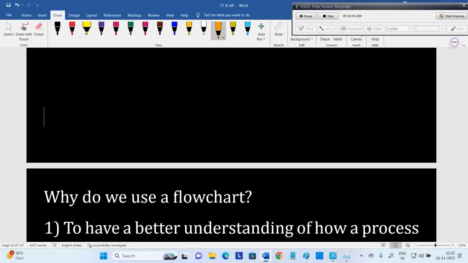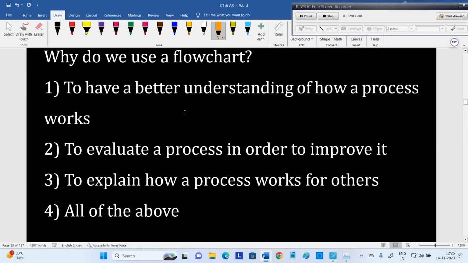Now again, a flowchart related theory question. Why do we use a flowchart? A diagram. For better understanding, yes. To understand the process better, we draw the diagram. And to explain how a process works, yes. First step, then next step, whether it is going yes or no, decision, and all the above. To evaluate a process in order to improve.